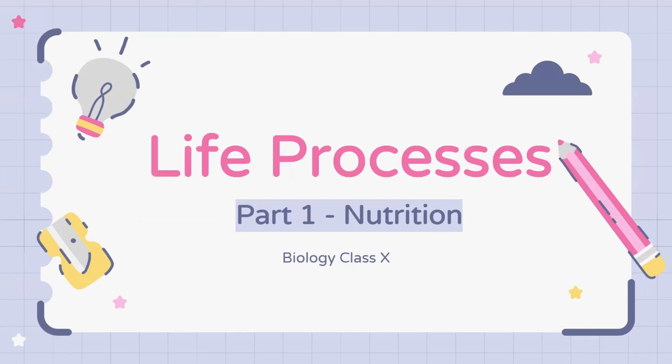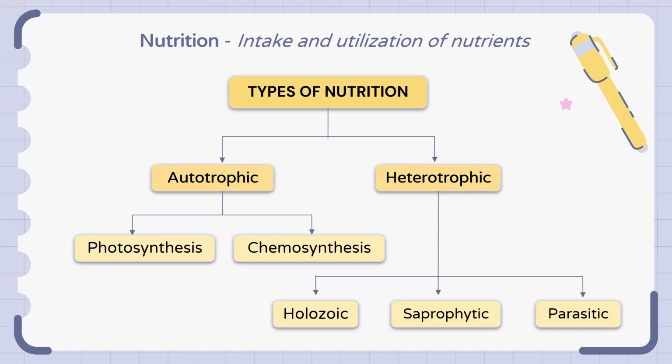Hello everyone. In this video, we will cover the first topic of the life processes chapter in biology, that is nutrition. Nutrition refers to the intake and utilization of nutrients. It is divided into two major categories, autotrophic and heterotrophic nutrition. Autotrophic nutrition is further divided into two types, photosynthesis and chemosynthesis. Heterotrophic nutrition is of three types, holozoic, saprophytic, and parasitic nutrition.